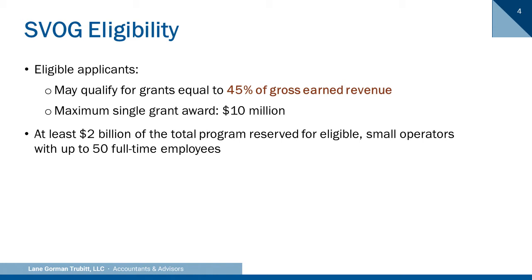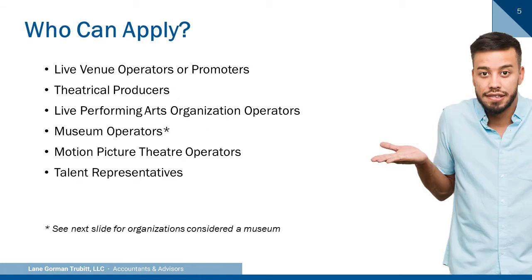The way SVOG grant award calculates employees is that any employee that works at least 30 hours per week is considered a full-time employee. Employees that work between 10 to 29 hours are considered one half of a full-time employee. And if you have employees that work less than 10 hours, they are not considered employees for SVOG grant purposes. So who is eligible and who can apply for the grant?